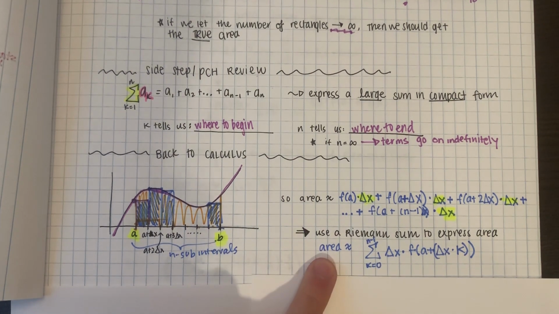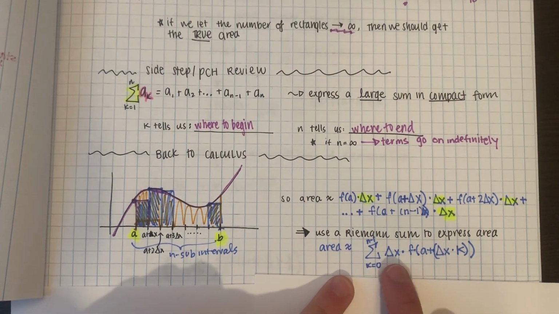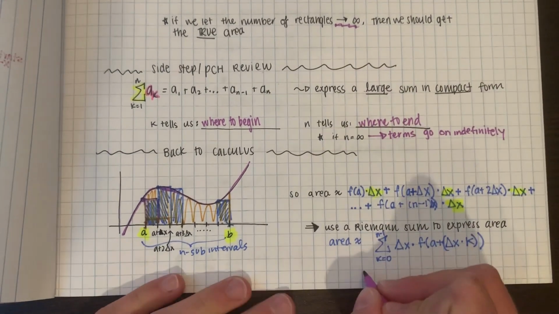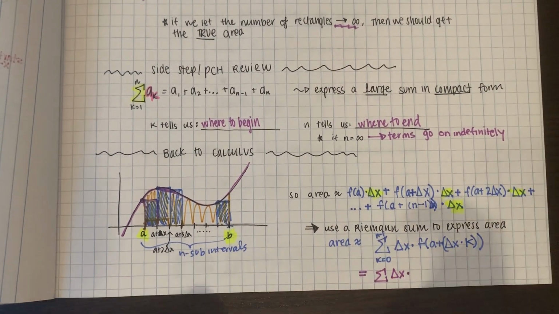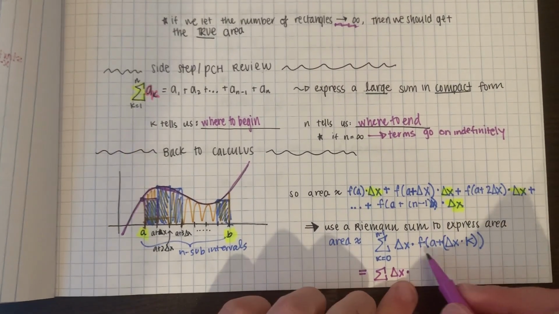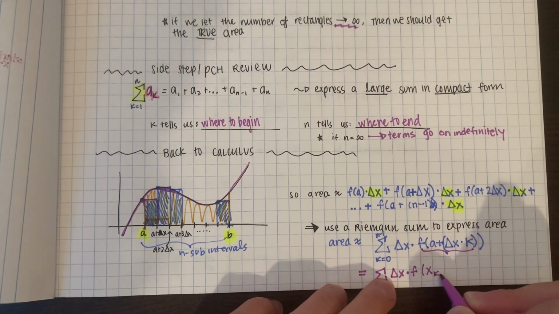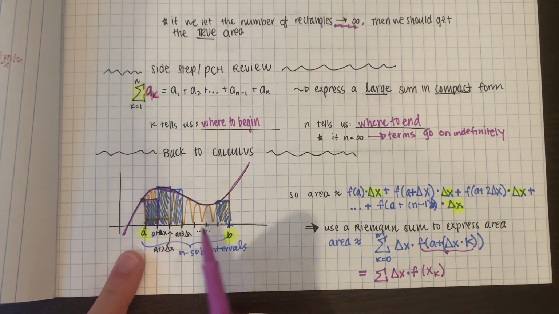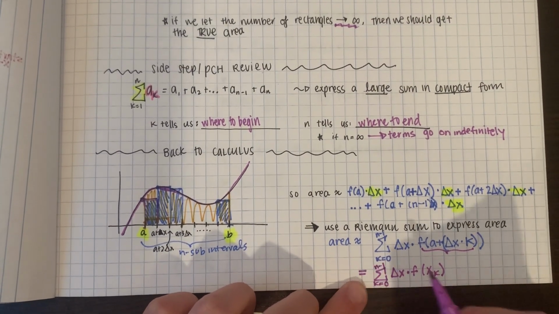Okay, so this is saying the area under a curve is really equal to delta x, our width, times, well, this right here is just f of x sub k, the k-th x value. And we're still going from k equals 0 to n minus 1.